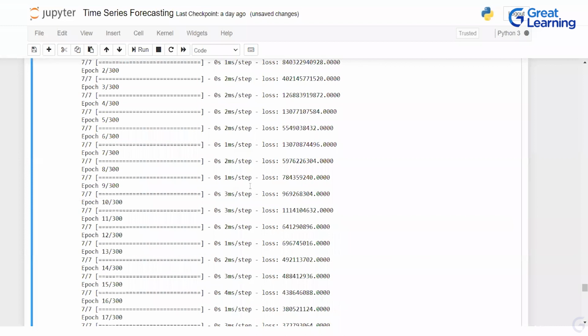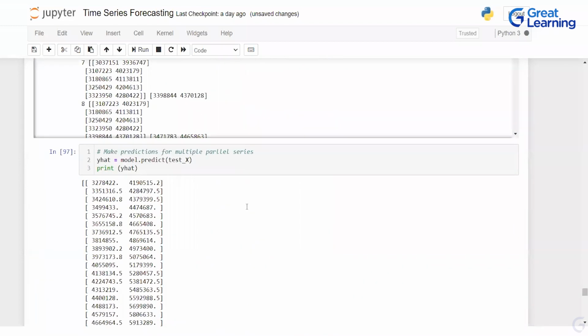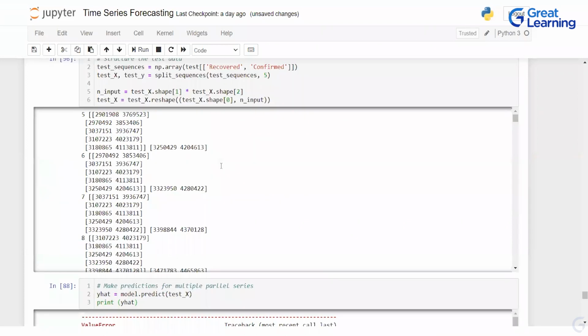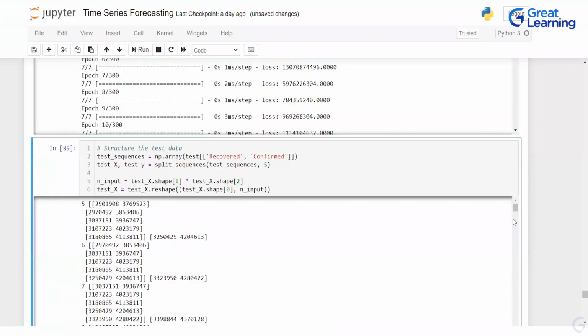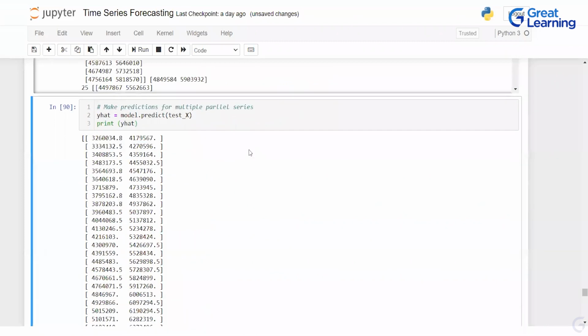So if you see over here, multiple parallel series, what happened? Okay, something might be that I have not run it. Yeah, I didn't run the previous one. That's why. So now it is predicting for both.